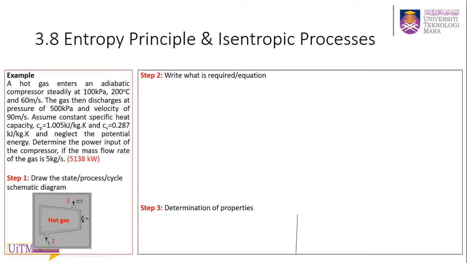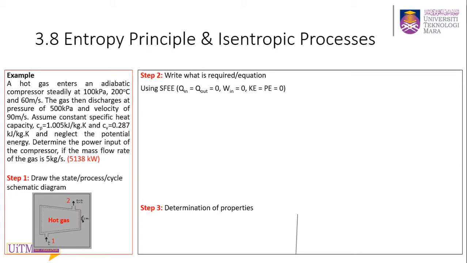Okay, now let's look at the second example for the second law application. This example involves a compressor. You can pause to read and understand the question properly. For step 1, please try to draw and label the schematic diagram for a compressor. For step 2, to find the power input or work input, we will use the SFEE, but first remember to write the conditions based on the question.